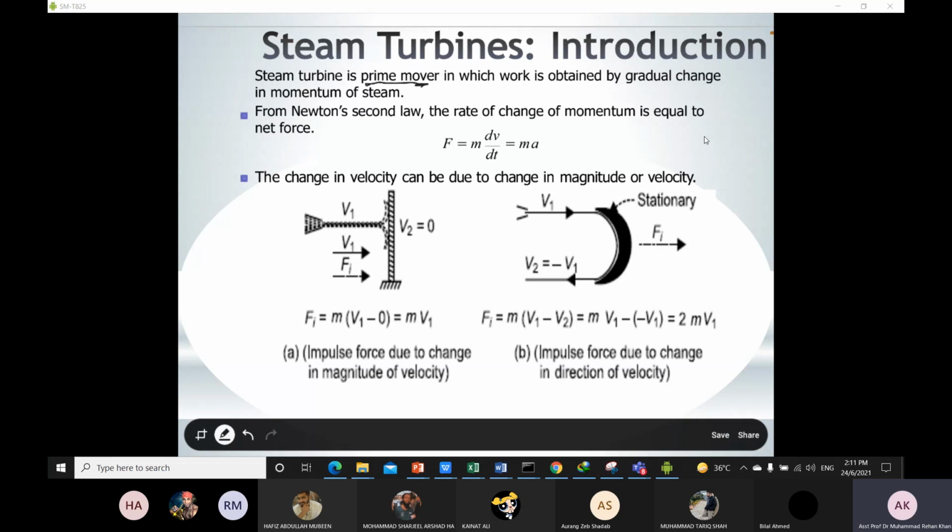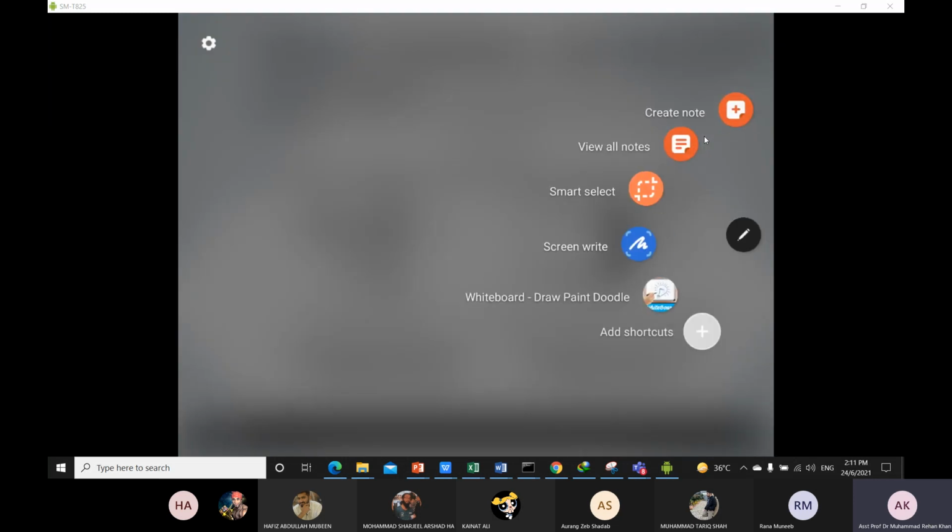And in the case of the steam turbine, the steam turbine is the prime mover because it is responsible for running the generator. That's why the steam turbine is the prime mover in your gas power plants or steam power plants. The basic principle, from Newton's second law, which we already know, is that the rate of change of momentum is equal to net force. The same principle applies to steam turbines.